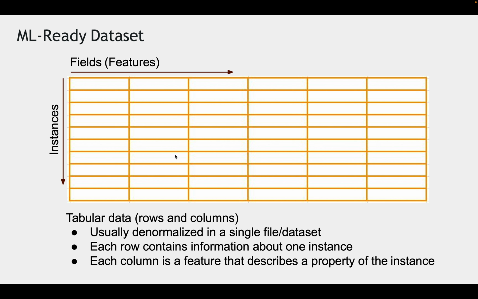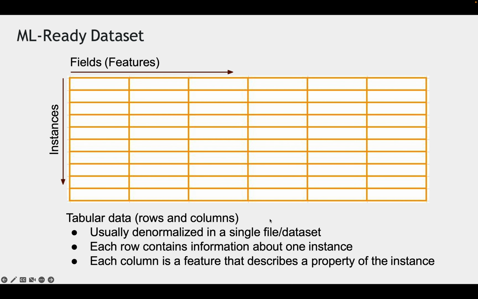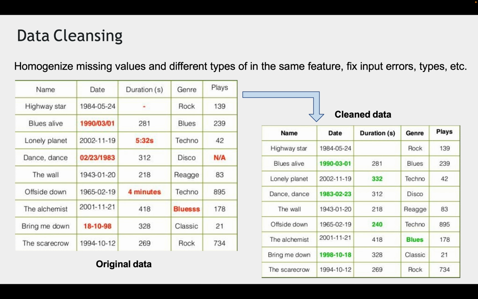Tabular data, rows and columns, usually denormalized in a single file dataset. Each row contains information about one instance. Each column is a feature that describes a property of the instance. तो अगर let's say eyes, nose, hair, सारे features है human face के, each row would describe one human face, and each column is a feature that describes one singular property of the instance. इतना तो easy था समझना. Usually denormalized in a single file dataset. Usually it is in a single file, CSV, JSON, जो भी है.